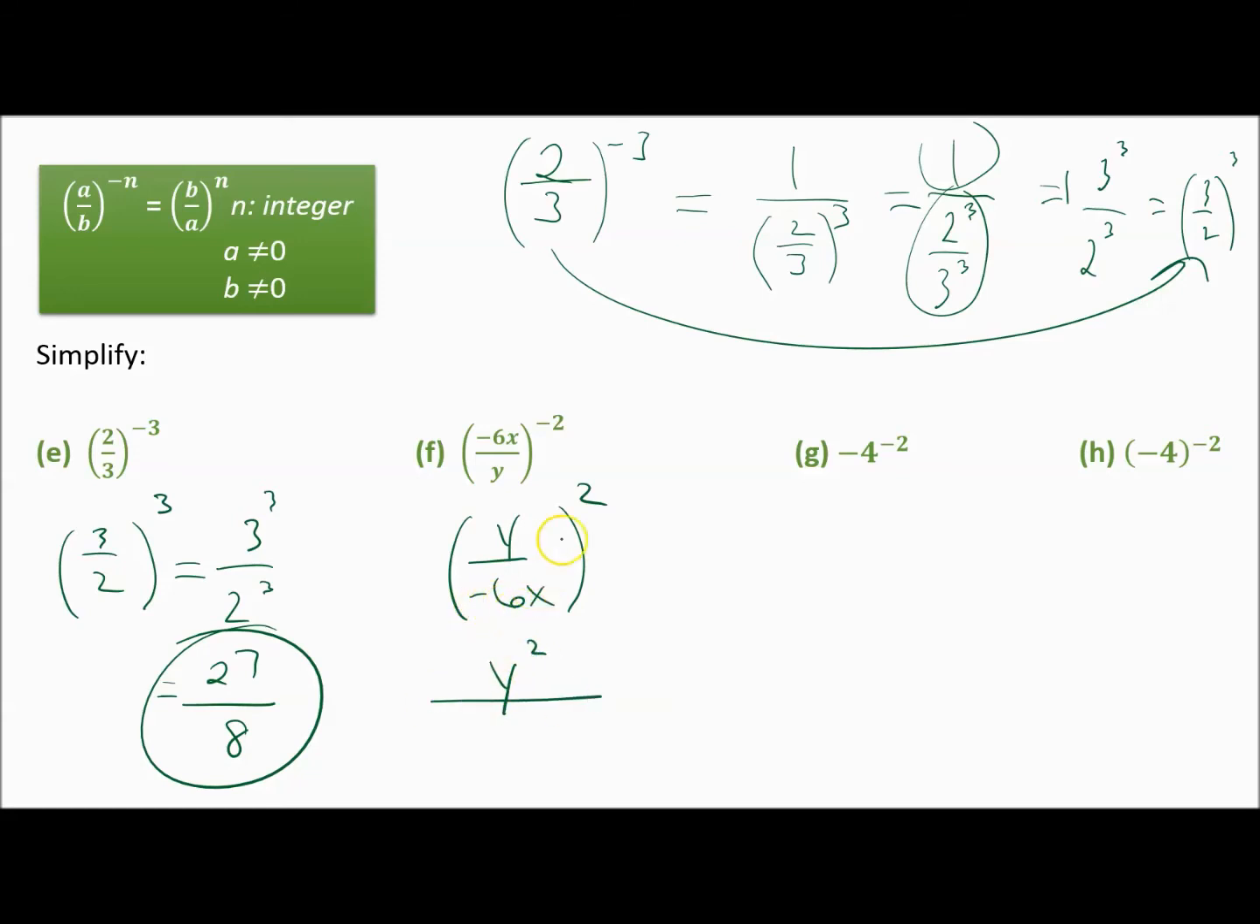Now negative 6 to the second is 36, right? Because it's negative 6 times negative 6. And x to the second is x squared. So that is completely simplified.